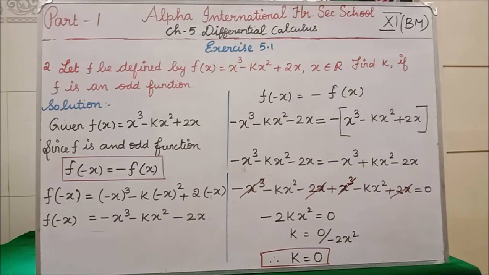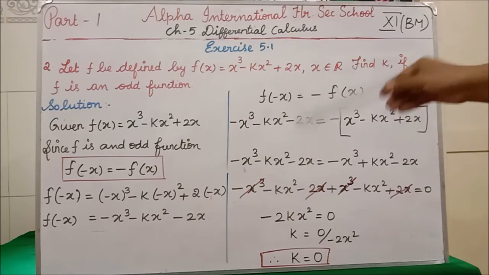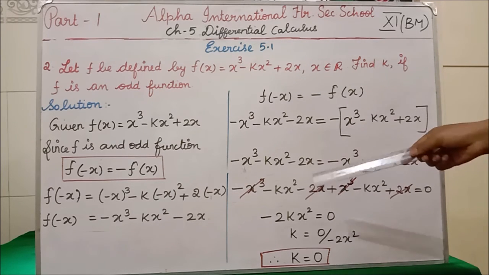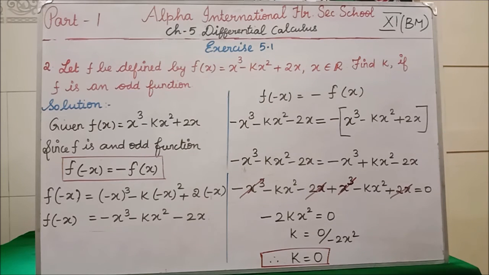Clear? In the next step, we are taking this right hand side fully to the left hand side, which means the sign will change. Minus means it will become plus, plus means it will become negative. So if all the terms went to the left hand side, the right hand side will be what? Equal to 0. Now minus x cube and plus x cube cancel, minus 2x and plus 2x cancel, then remaining is what? Minus kx square minus kx square. So we are having 2kx square. So I have written minus 2kx square.